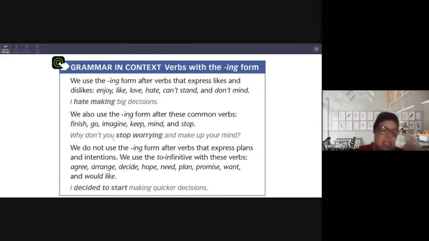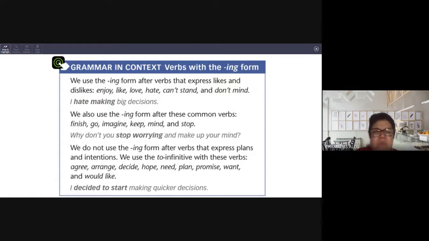Okay? So here we have it. Why don't you stop worrying and make up your mind? Instead of putting here an infinitive form, we don't. We put a suffix that helps me match the verb I'm using here and the message I want to transmit.